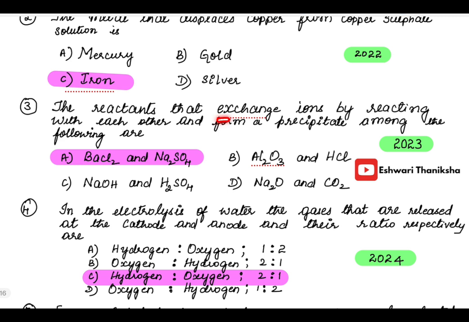The reactants that exchange ions by reacting with each other and form a precipitate among the following are... So option A is correct, barium chloride and sodium sulfate. This was asked in 2023.